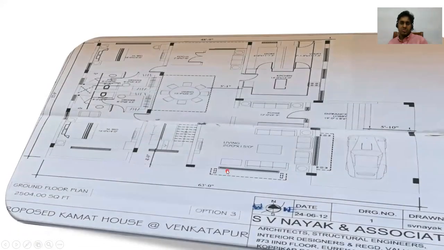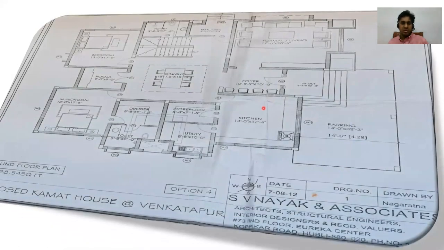Now coming to the last option, let us say option 3. In this you make an entry from here. You have a foyer here, right? From here, this is the living room. Then you have a staircase here, a master bedroom here, a puja room here, and so on. In this way I'm going to give you different plans, so that you're going to like at least one. This is option 4, which we already saw.